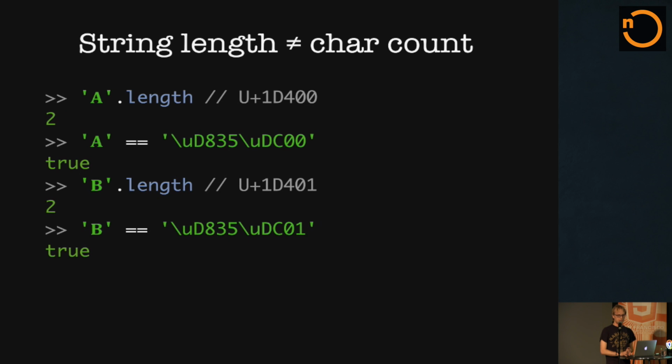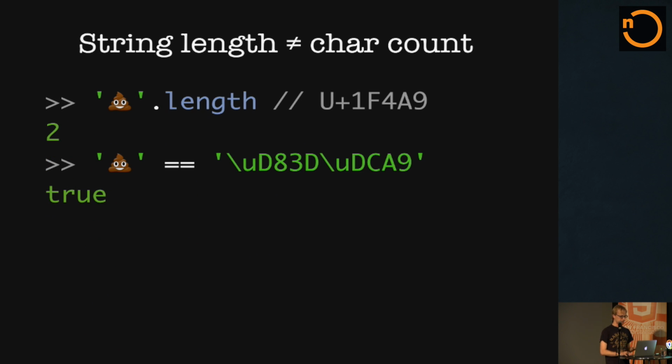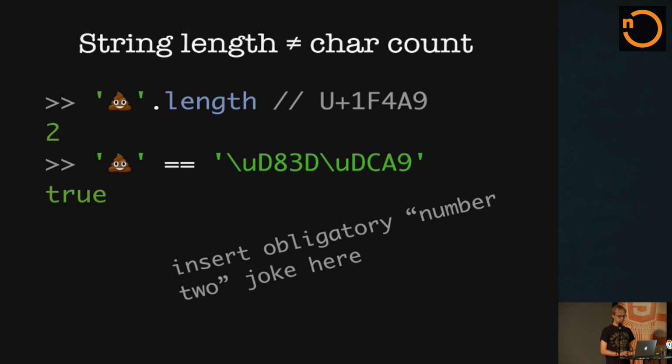Now, similarly, if you try to wrap the pile of poo in a string and then get its length, you will get 2, the number 2. And there's a very obvious joke to be made here, but I'm just going to skip ahead.